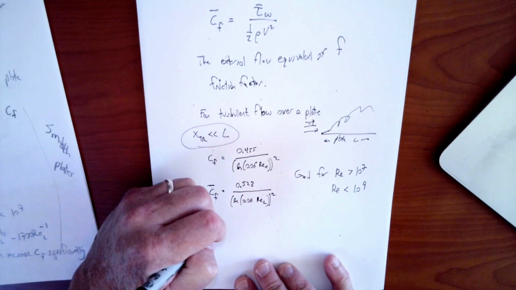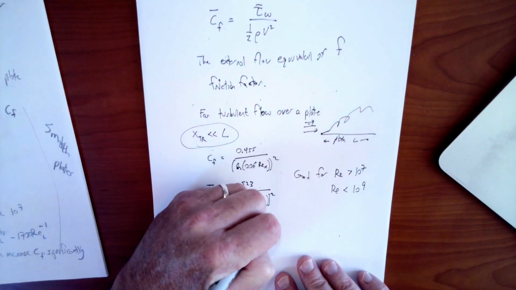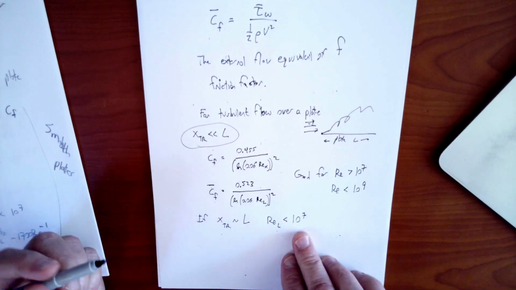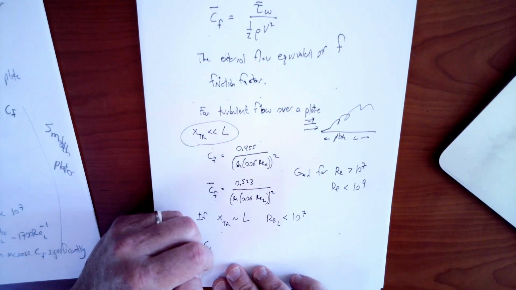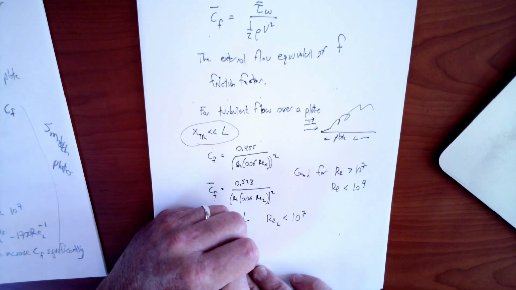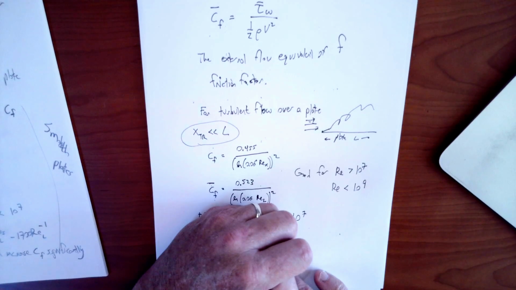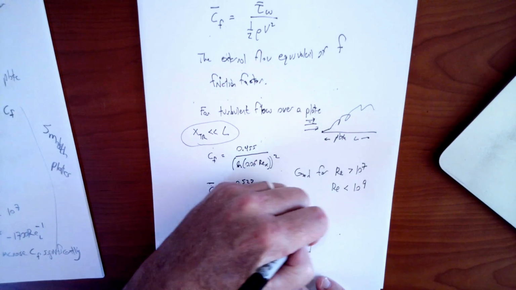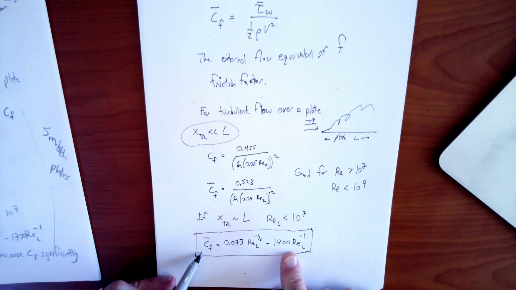If your transition Reynolds number is approximately the same size as your length, and that translates into a Reynolds number of less than 10 to the 7th, now this is still for turbulence, so it's got to be greater than 5.5 times 10 to the 5th, but less than 10 to the 7th, then your average skin friction coefficient can be written as this: 0.073 Reynolds number based on L to the negative 1/5 minus 1700 Reynolds number based on L to the minus 1. So there's another relationship. This is for this condition, Reynolds number less than 10 to the 7th, but still turbulent.